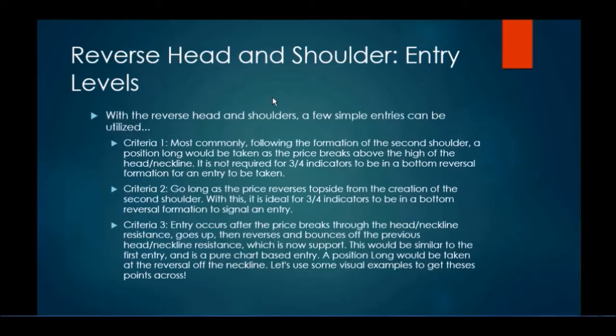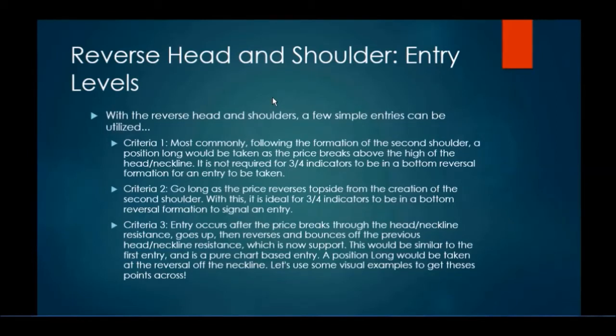Criteria 1. Most commonly, this is the most common entry. Following the formation of the second shoulder, a long position would be taken as the price breaks above the high of the head or neckline, the neckline area. It is not required for 3 or 4 indicators to be in a bottom reversal formation for an entry to be taken. That bottom reversal formation is what we talk about when we're looking for 3 or 4 indicators to be curving off the bottom. That's criteria 1. That's the most common.